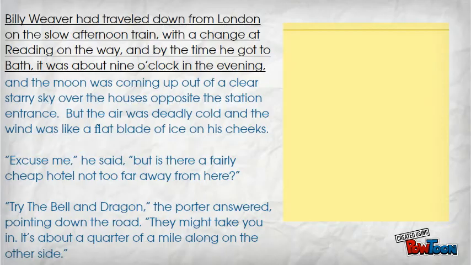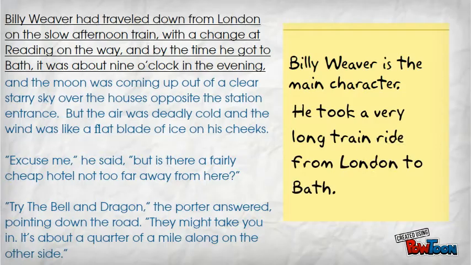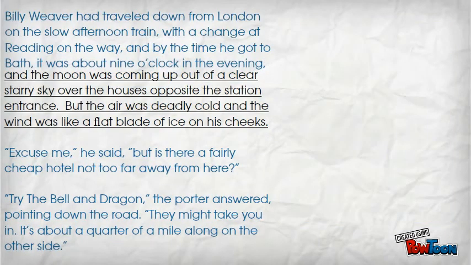Alright, I can tell from this passage that Billy Weaver is the main character, and it seems like he took a very long train ride from London to Bath. I think those are the most important details from this part of the passage. They also answer 2 important questions for me: who and where. This is my next chunk of text.